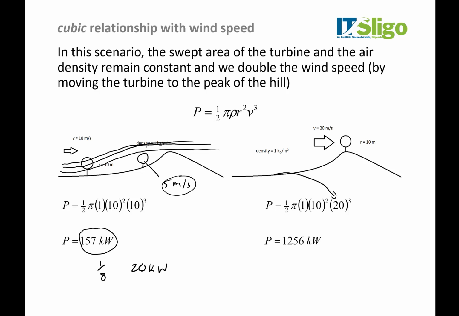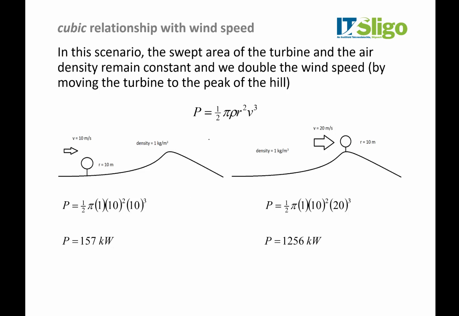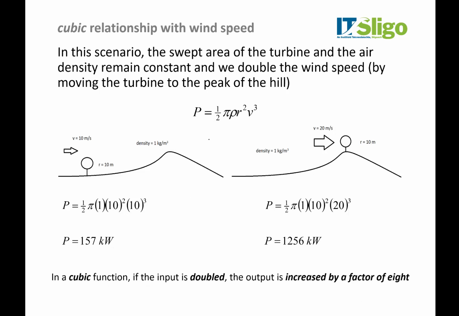So the difference between having your wind turbine here on the hill and here on the hill is a factor of 64. And this is why often if planners move a turbine low enough on the hill, then the developers will just walk away from the project because it's no longer feasible. And that's all governed by this function here. So in a cubic function, if the input is doubled, the output is increased by a factor of 8. So it's very important to realize these relationships.